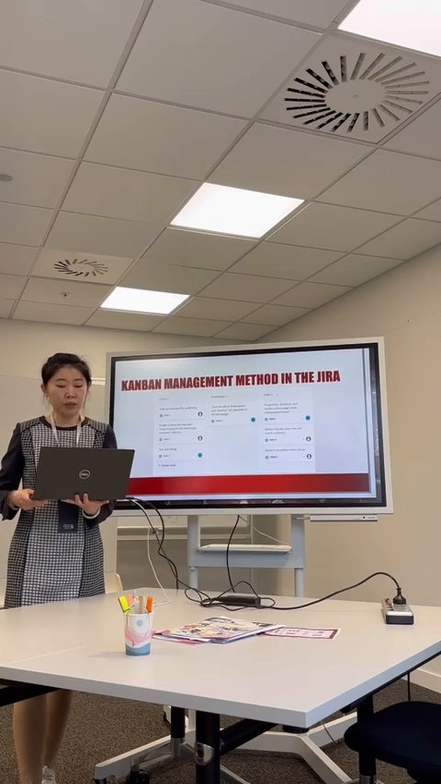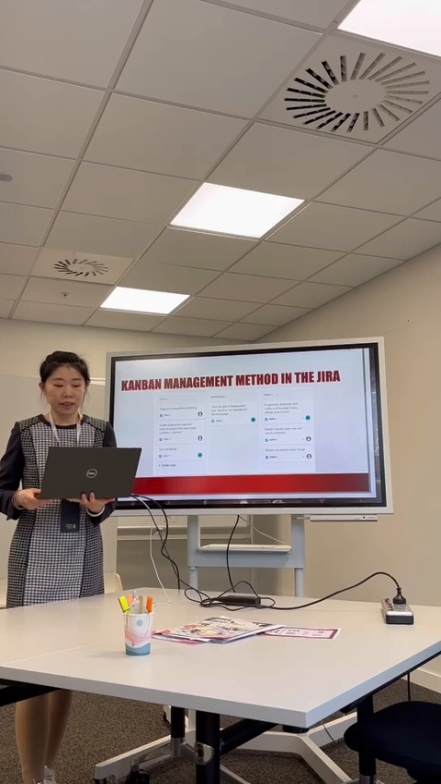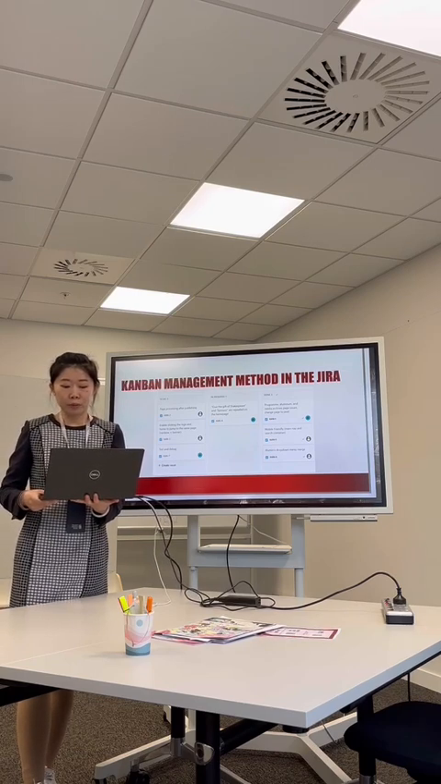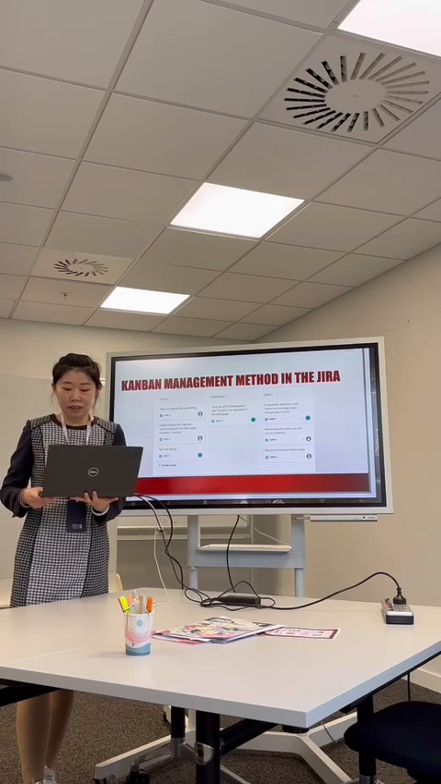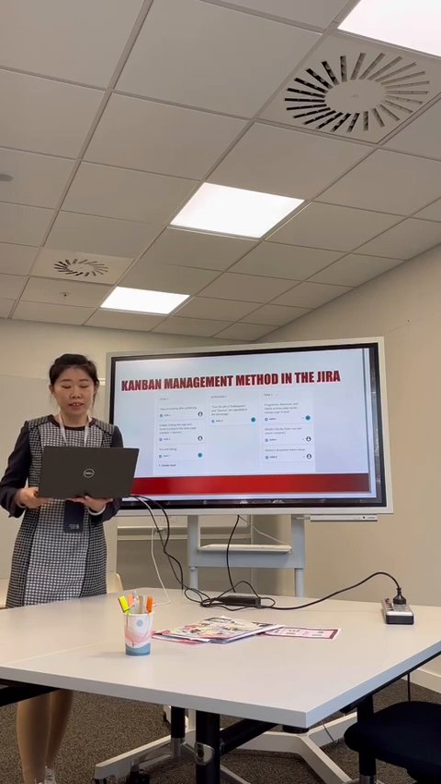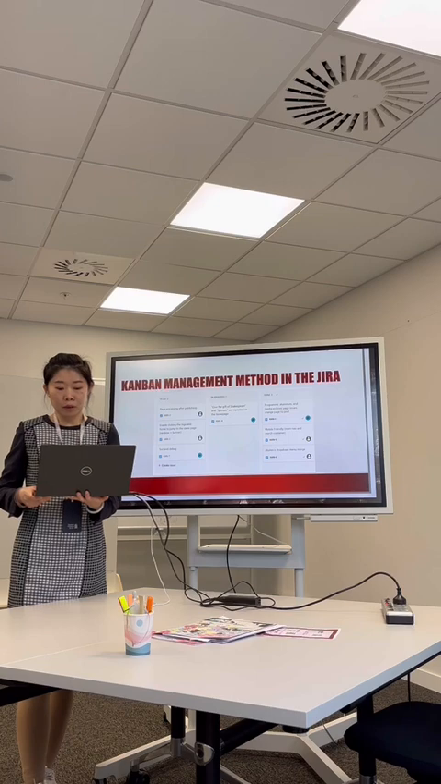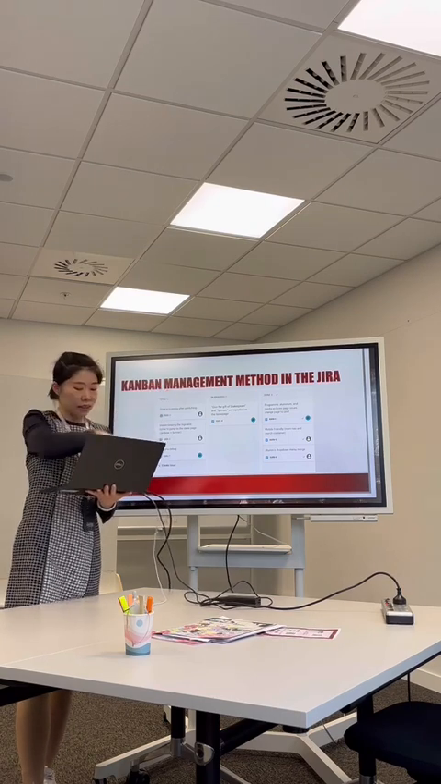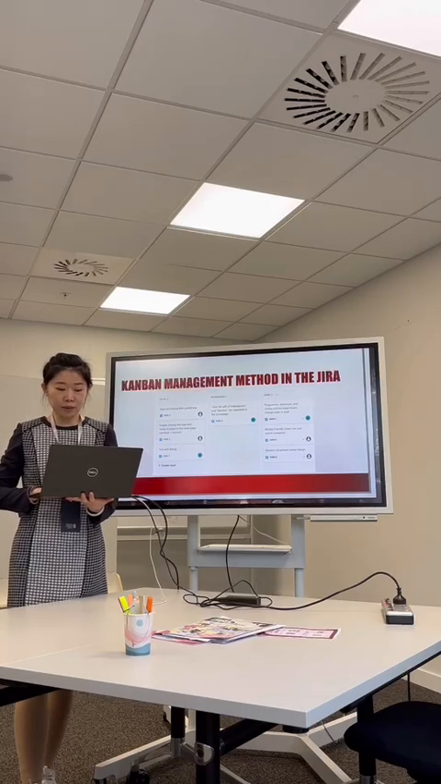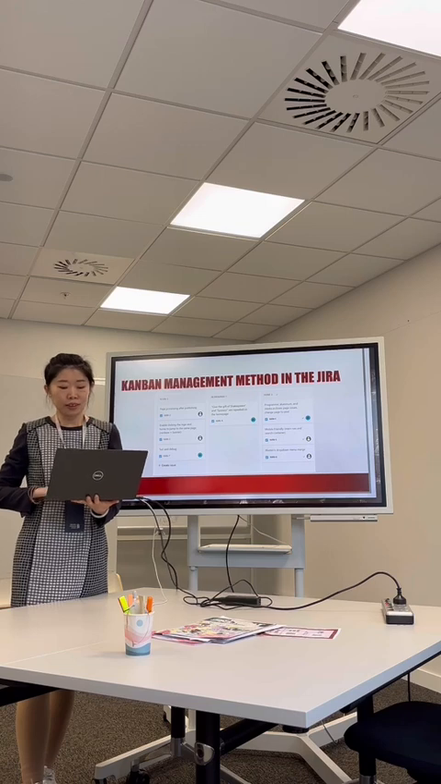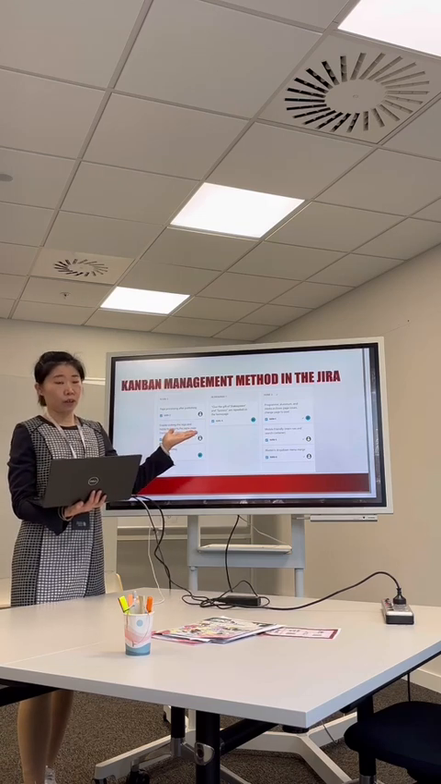In our agile management, we used the Kanban management method in the Jira tool. It optimizes workflow and increases efficiency by visualizing tasks and limiting work in process. The Kanban board includes multiple columns such as to do, in process, and done. Tasks move between these columns in the form of cards. What you are seeing on the slide is our Kanban board from Sprint 2.